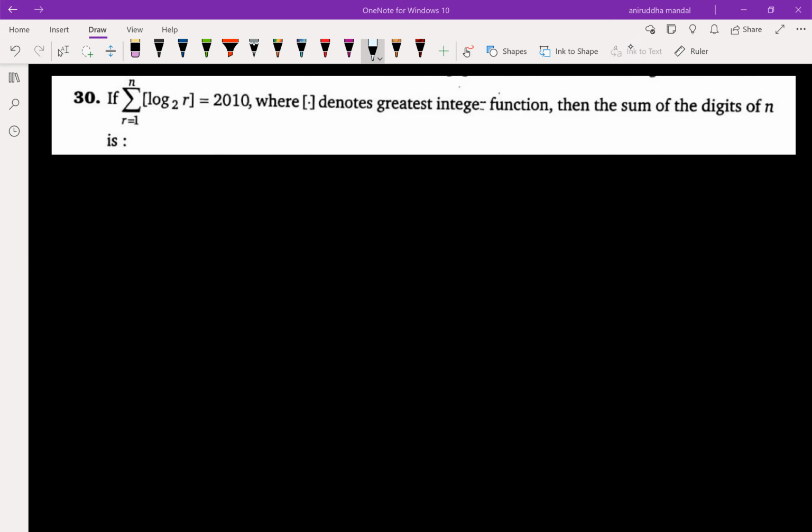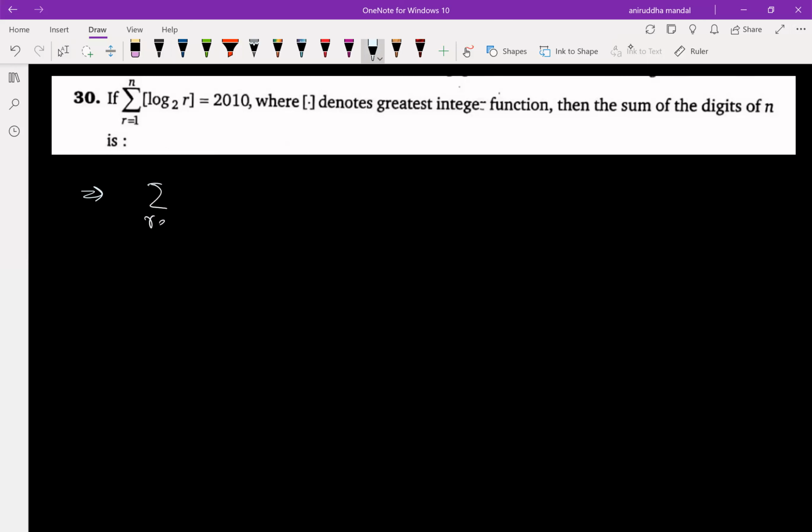Today we have a problem based on the famous black book. This is problem number 30 from chapter 1. The problem says: if the sum from r equals 1 to n of the greatest integer of log r base 2 is equal to 2010, we have to find the sum of the digits of n. Okay, so let's write this equation.